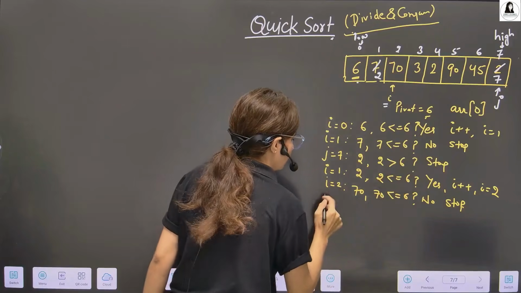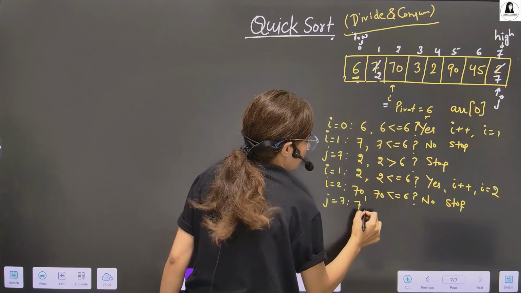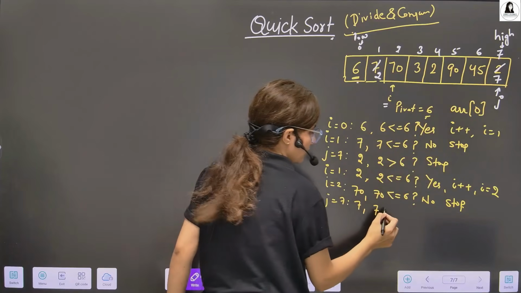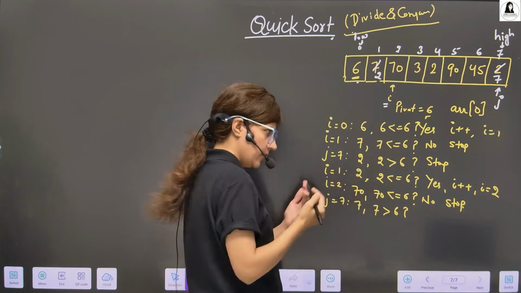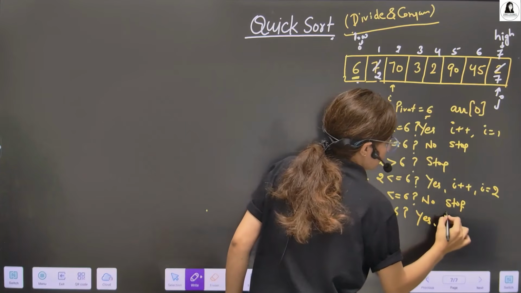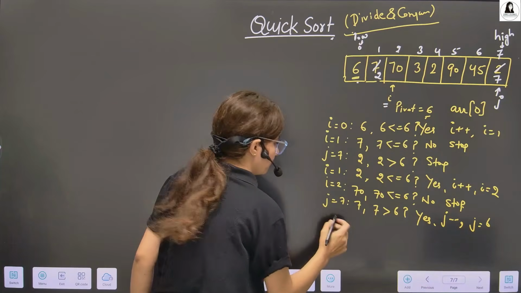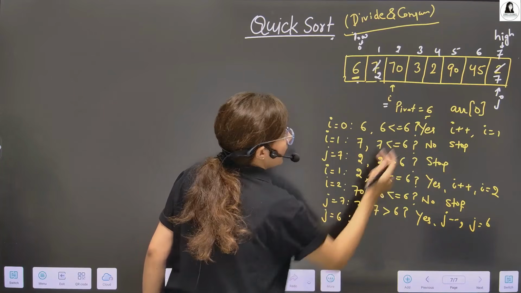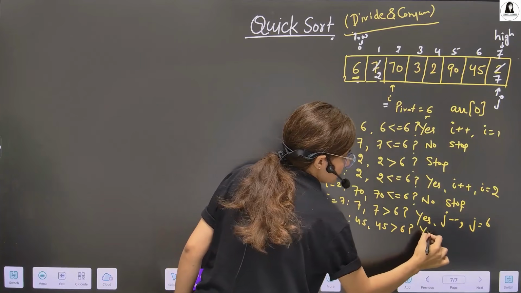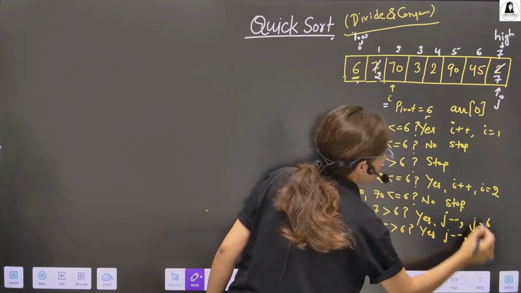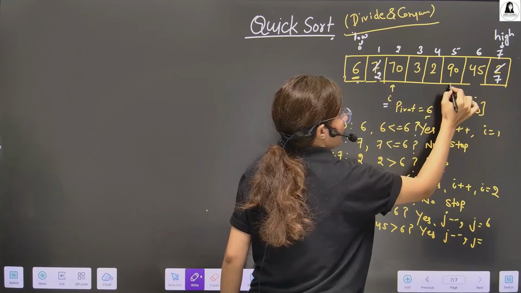Now start with j again. j is equal to again 7. Still 7. At 7 I have 7. Is 7 greater than 6? Yes. Keep moving. So we just do j minus minus. So j becomes 6 because I want greater elements this side. Now j is equal to 6. At 6 we have 45. Is 45 greater than 6? Yes. Then again j minus minus. So again move, j is here.